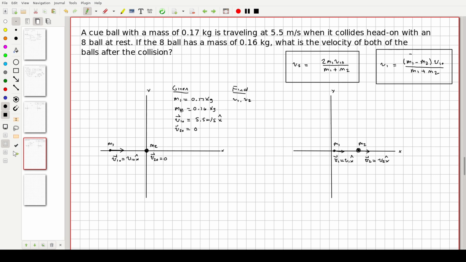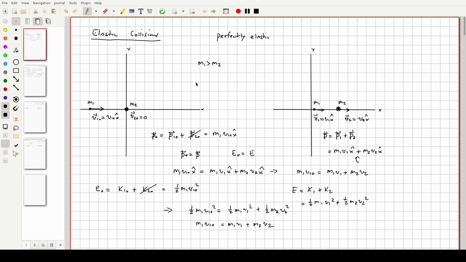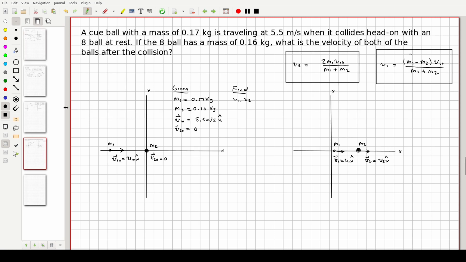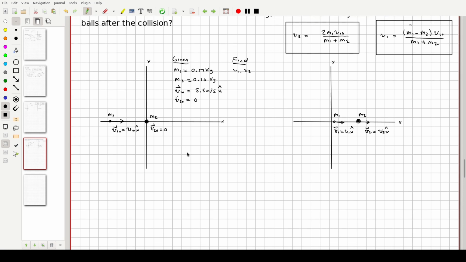So here, M1 is greater than M2. Now, if you remember, those were the conditions under which we derived this stuff initially, which means that as we expect from our understanding, both V1 and V2 are going to be positive when we do this. And now let's just plug stuff in.